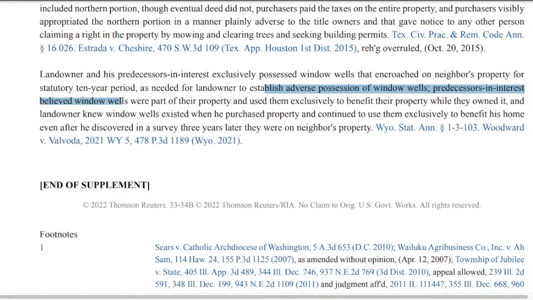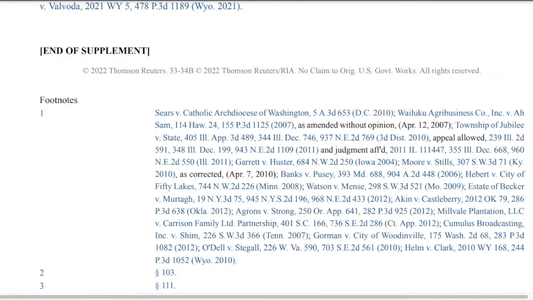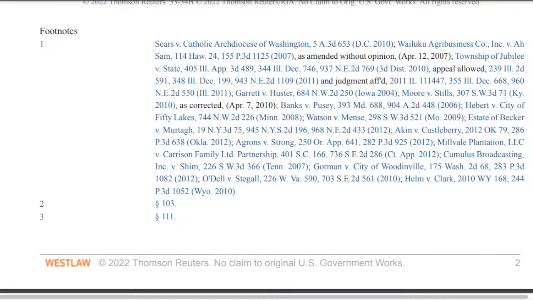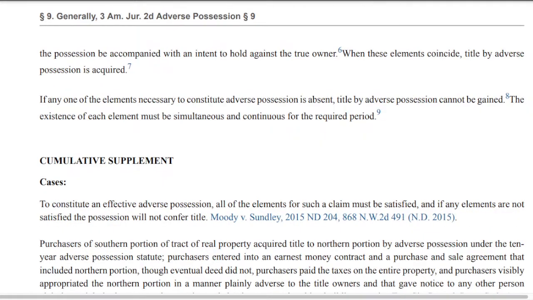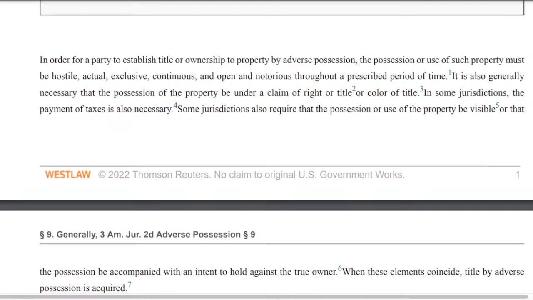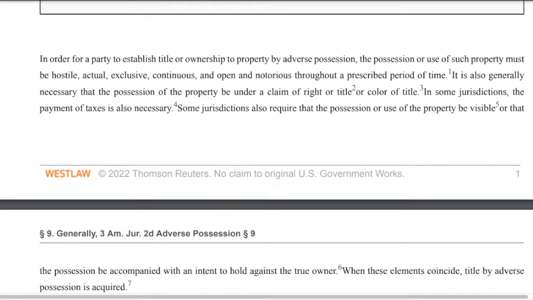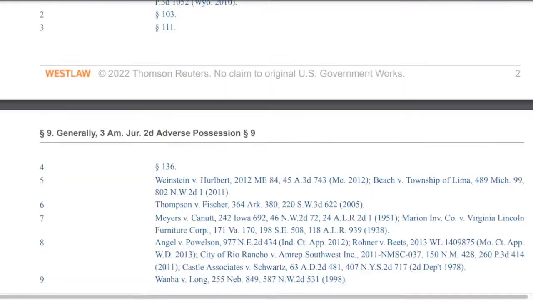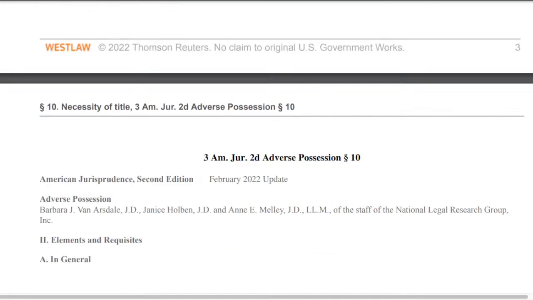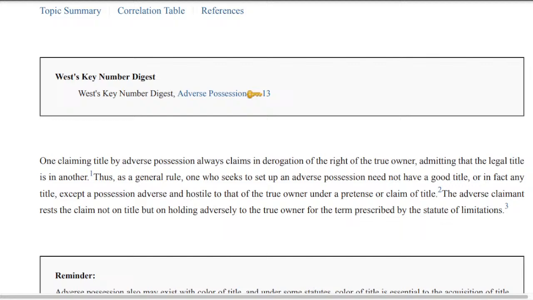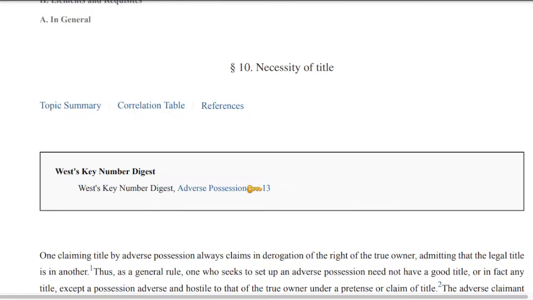Well, I'll make you read it. All right, so there we go. Lots of case law to read for this. And then we get section 103 and 111 for color of title. All right. Enough of that. Let's move on to the next one. Section 10, necessity of title.